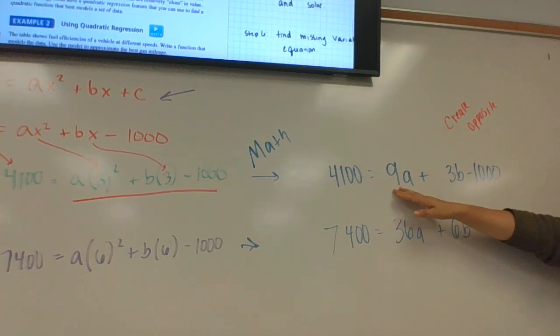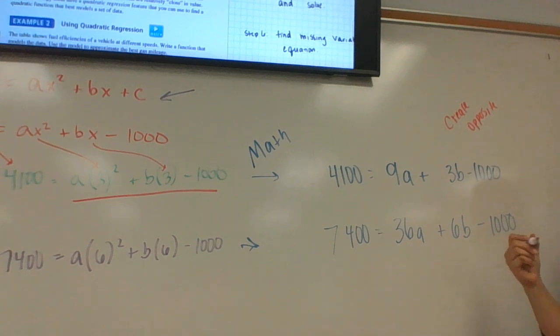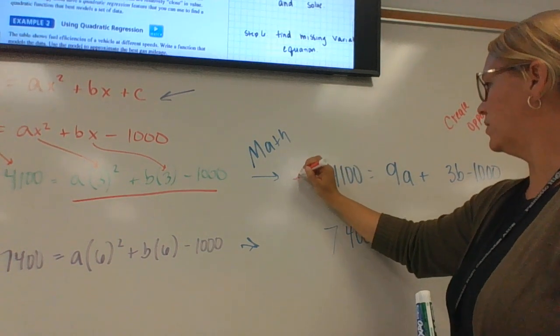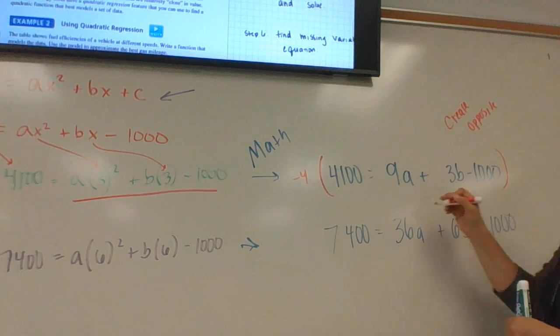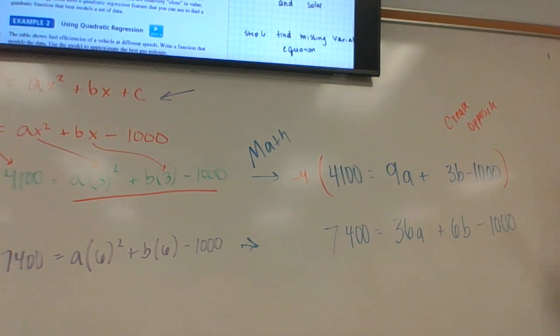Do you want to make opposite A's or do you want to make opposite B's? I'm going to do the top by -4. And I'm going to distribute it into every single part of this top equation.